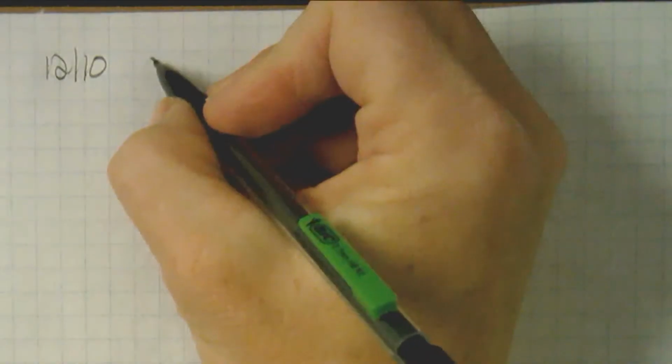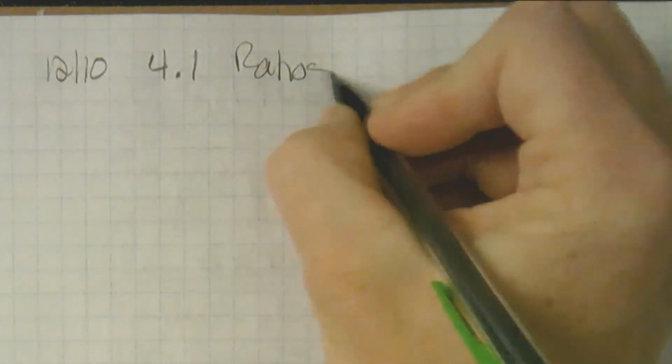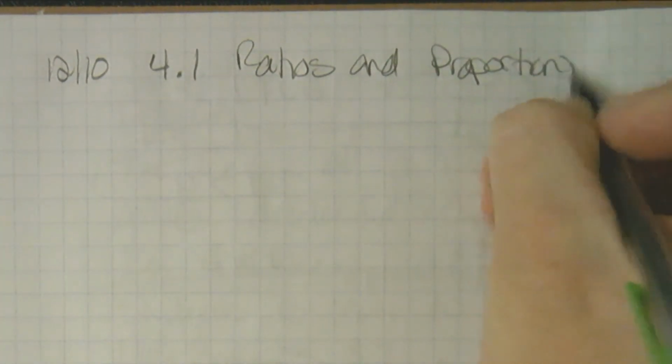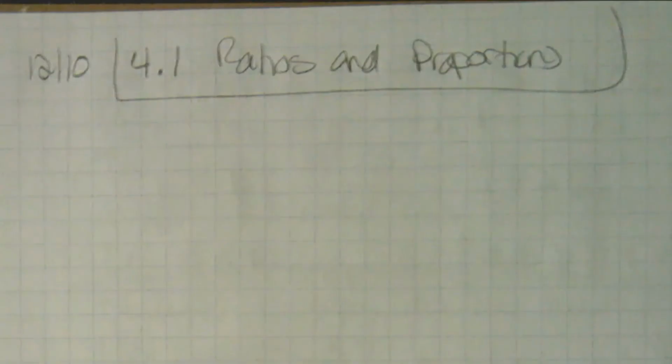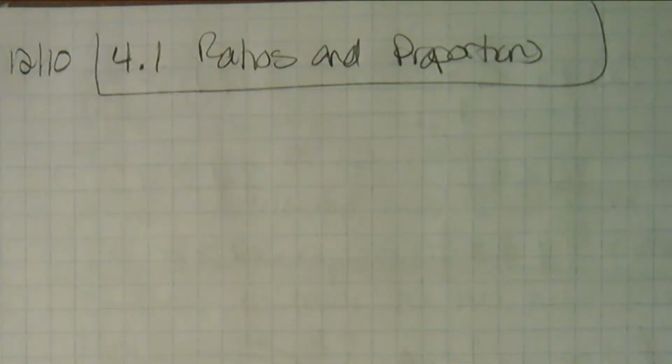All right, so let's take a look at Chapter 4, Section 1. Today is the 10th. We are working on Chapter 4, Section 1. This section is called Ratios and Proportions. We are going to be dealing with proportions starting tomorrow. We're going to deal with rates and ratios today.